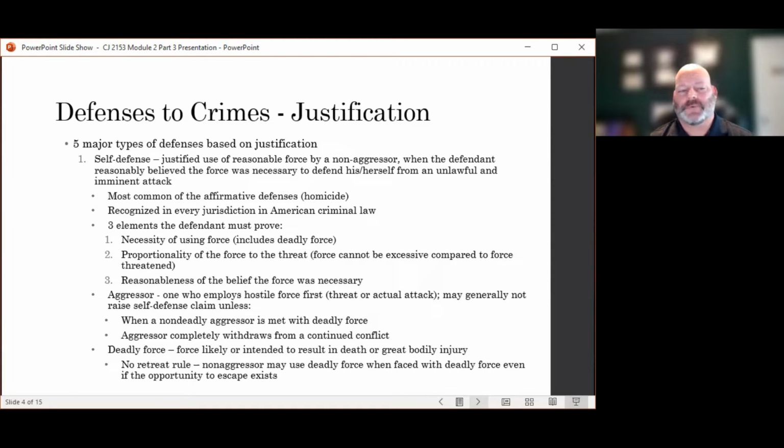An aggressor is one who employs hostile force first through threat of attack or actual attack. This may generally not raise a self-defense claim unless the aggressor, the non-deadly aggressor, is met with deadly force, or the aggressor completely withdraws from a continued conflict. Deadly force is defined as force that is likely or intended to result in death or great bodily injury. But there is a no retreat rule. A non-aggressor may use deadly force when faced with deadly force, even if the opportunity to escape exists.